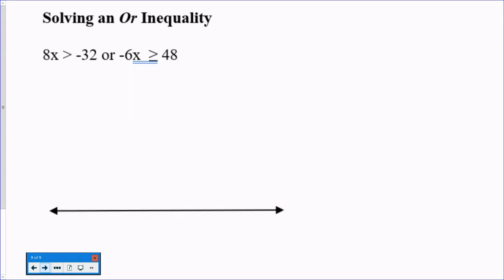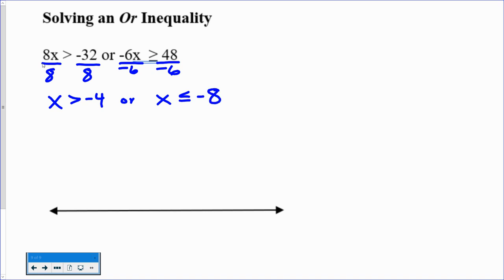So once again, I solve each of them separately. So divide both sides by 8. So x would be greater than -4. Or divide both sides by -6. Remember, I divided both sides by a negative once again, so I must switch that sign around. So that would give me x less than or equal to -8. Okay, I put both of those on my number line. Now remember, if it's or, it means it could satisfy either inequality. So I include every possible answer that could be on this graph.